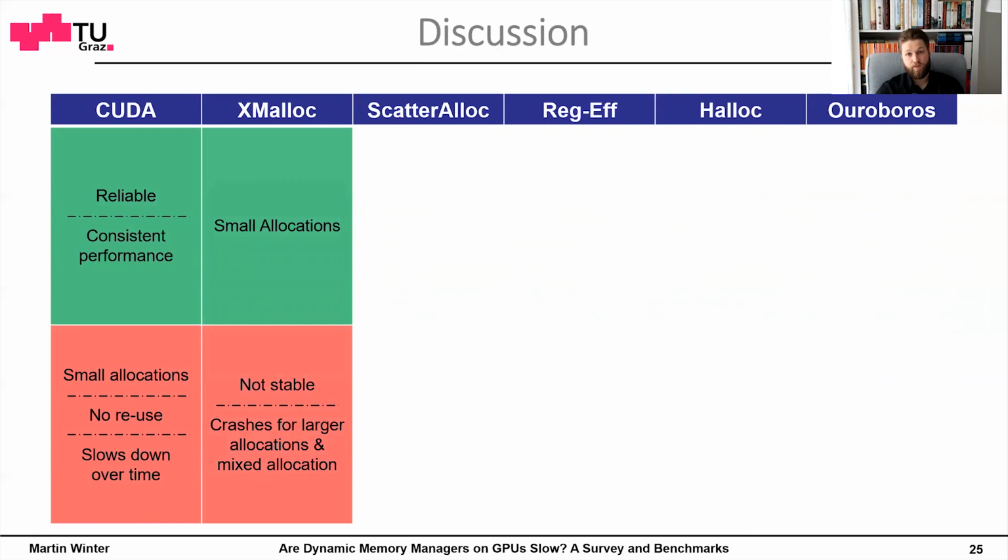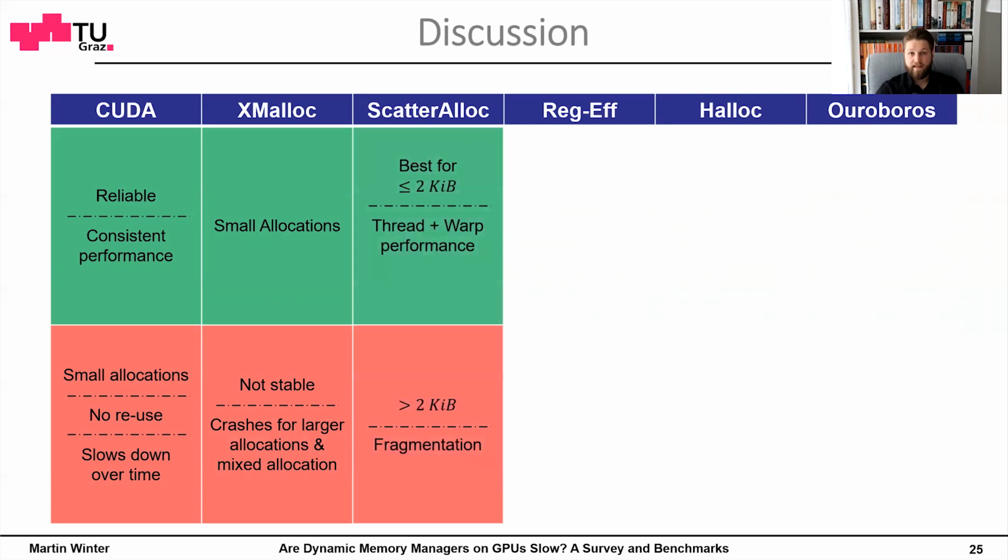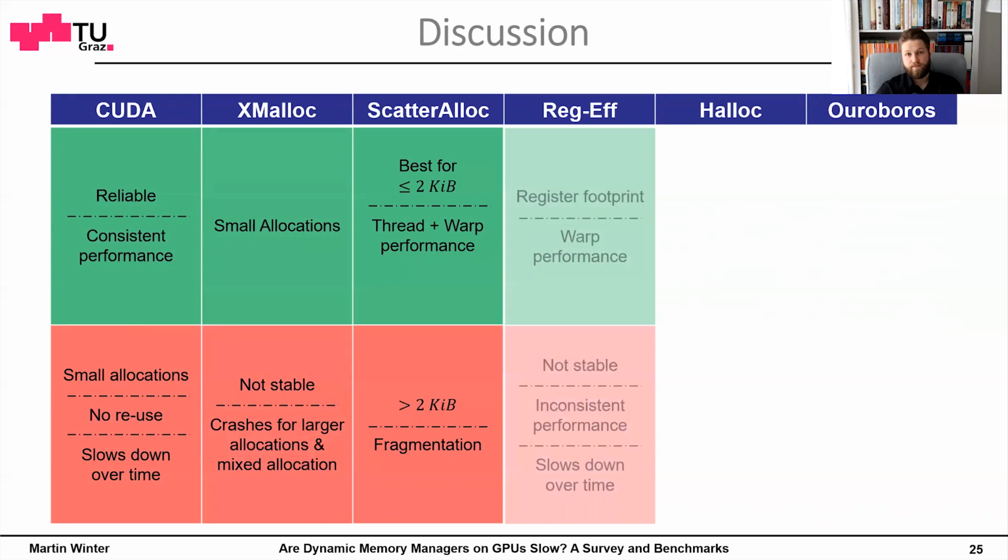XMalloc performs quite well for small allocations, but is clearly held back by its age, as it is quite unstable and frequently crashes for large allocations or mixed allocations. ScatterHallock, despite its age, is still the fastest allocator for small allocations and also shows very consistent performance between thread-based and warp-based allocation. Only large allocations and fragmentation can be drawn up as potential drawbacks.